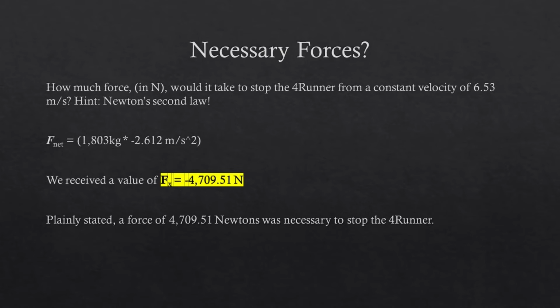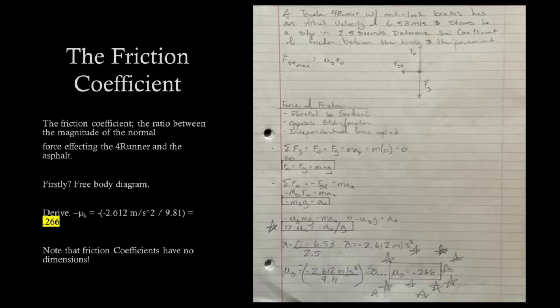At any rate, Mario and I made the necessary calculations. By replacing the variables in our equation with actual numbers, we received a value of negative 4,709.51 newtons, the force necessary to have stopped the 4Runner while it was traveling at a constant rate of 6.53 meters per second. The last thing required of Mario and I was to calculate the friction coefficient.